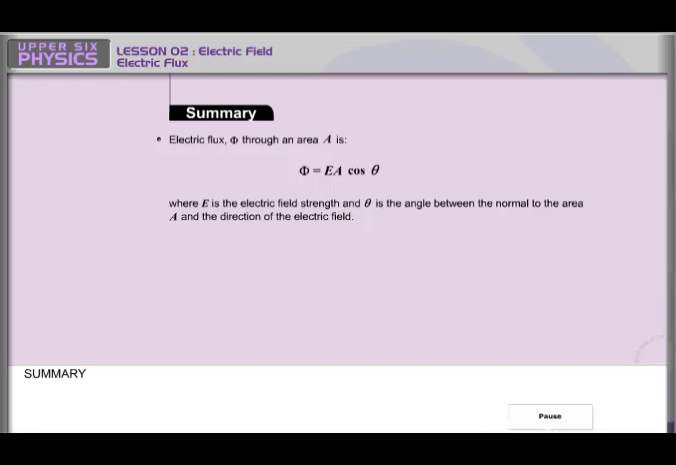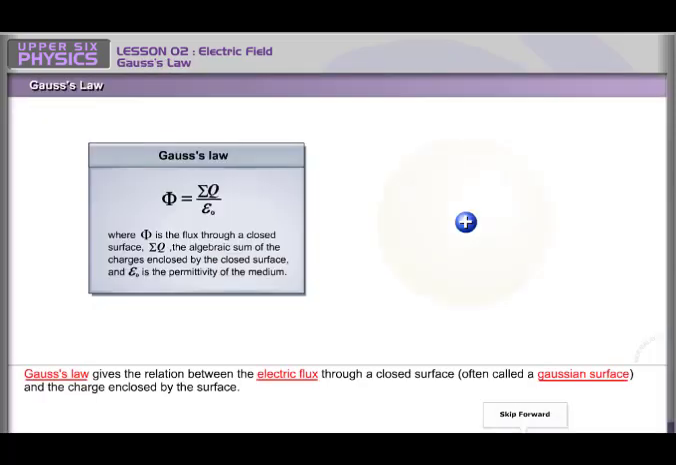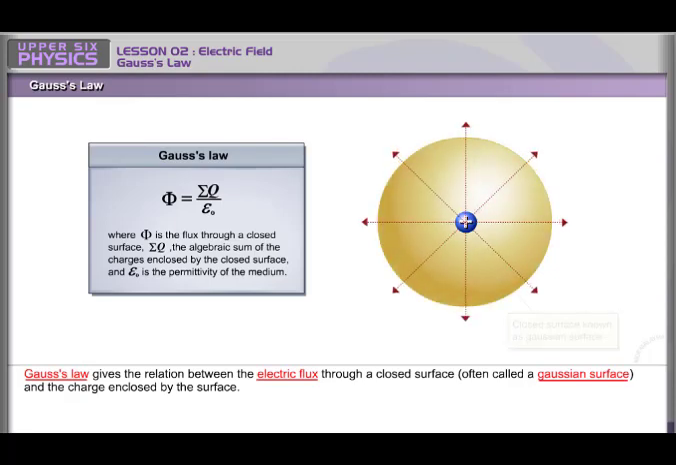Summary. Electric flux phi through an area A is phi equals EA cosine theta, where E is the electric field strength and theta is the angle between the normal to the area A and the direction of the electric field. Gauss's law gives the relation between the electric flux through a closed surface, often called a Gaussian surface, and the charge enclosed by the surface.